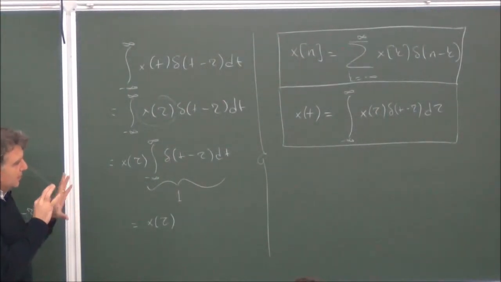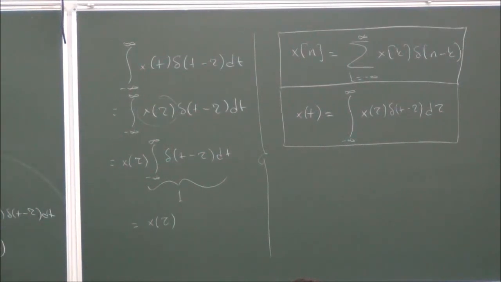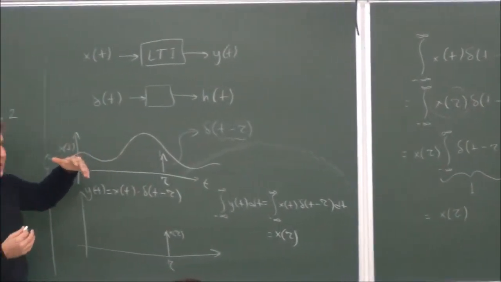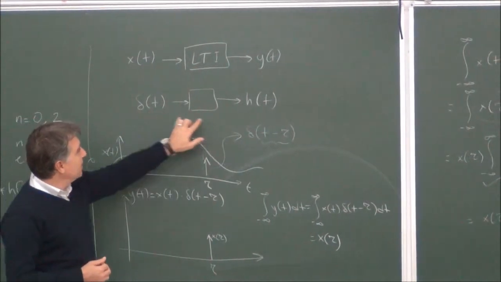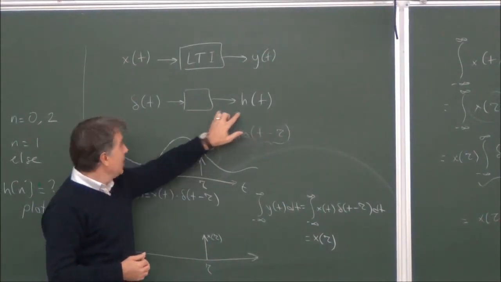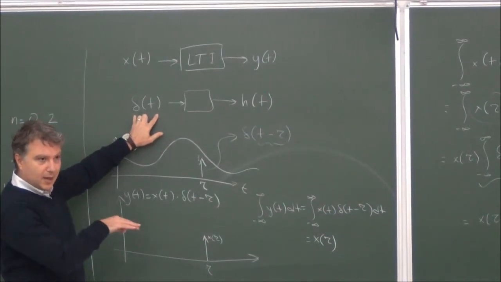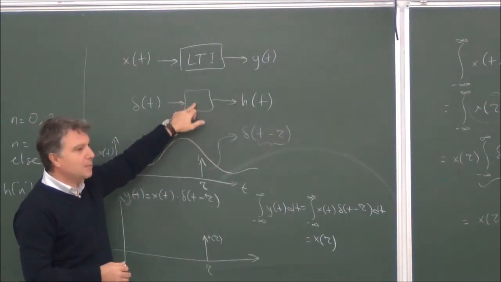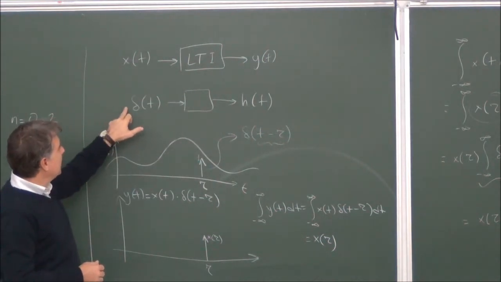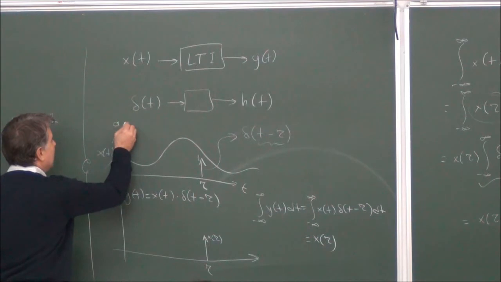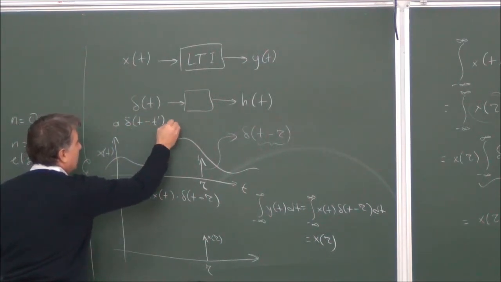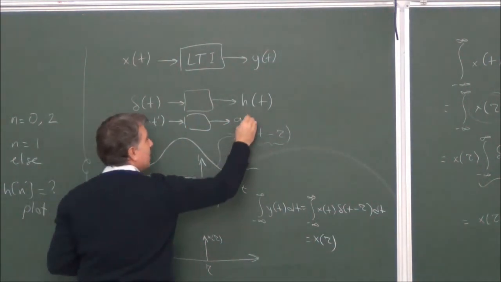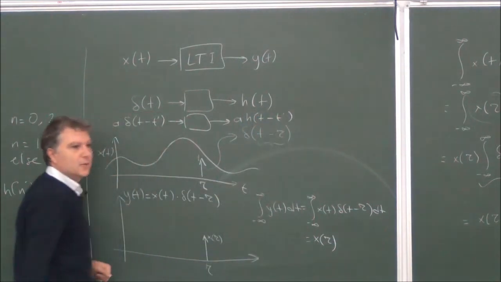Now, if you can formulate the situation like this, then this idea of input-output relation gives us the impression that when delta t comes in, h of t goes out. If delta t minus t prime comes in, what will go out? H of t minus t prime, because this is an LTI, linear and time invariant system. If it is a times delta t minus t prime that comes into a system, what's the output? It is the same a times h of t minus t prime, in other words.